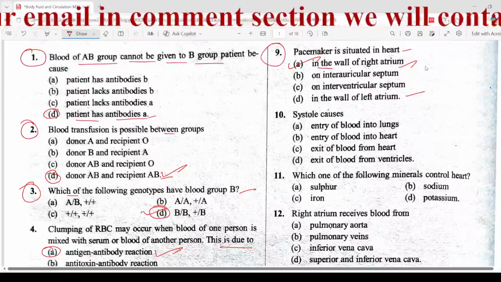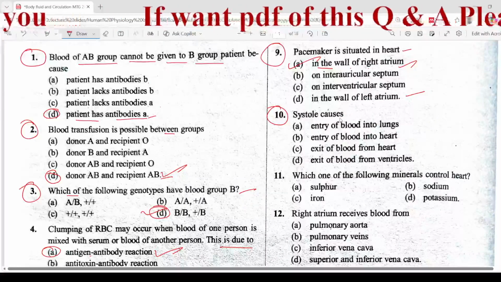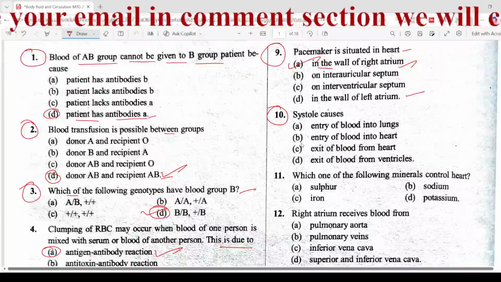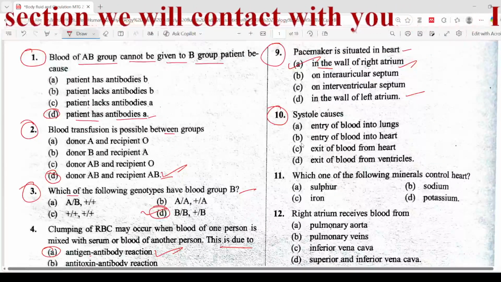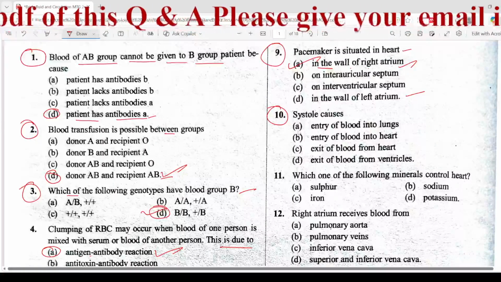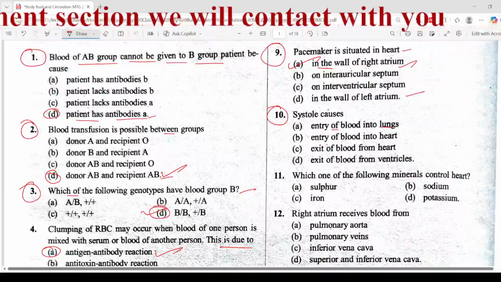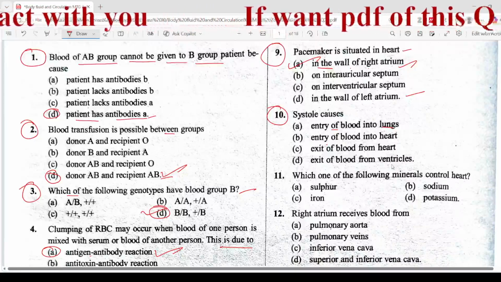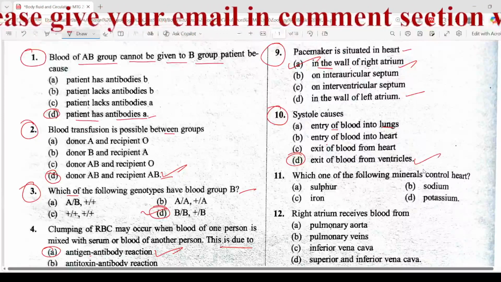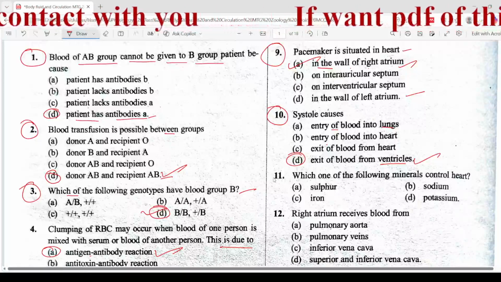So the next question, number 10: systole causes. Four options are given. Systole means the contraction of the heart. The options are entry of blood into the lung, entry of blood into the heart, exit of blood from the heart, and exit of blood from the ventricles. So the correct answer for this question will be option D: the exit of blood from the ventricles. So let's move to the next question.